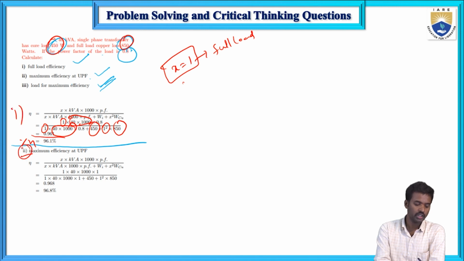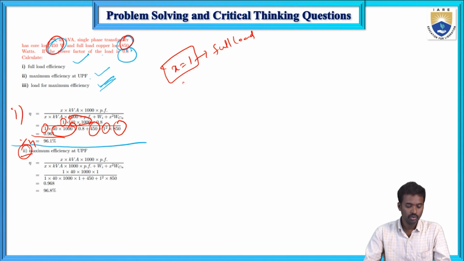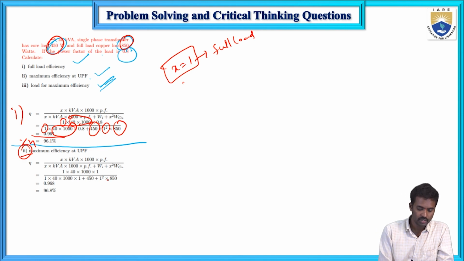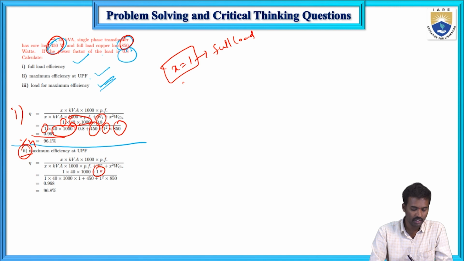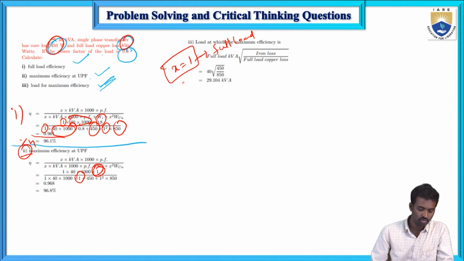And the second question: maximum efficiency at unity power factor. What do you mean by that? It means the same thing, but the power factor, which was 0.8 in the previous case, is now 1. So the power factor is 1. That value equals 96.8.